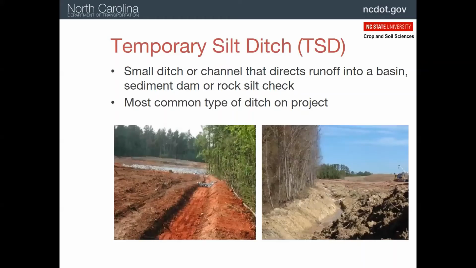We have a temporary silt ditch, very similar to the diversion. The diversion can be pretty much anywhere. These are usually on the perimeter. Notice we have check dams. We'll talk about check dams in a little bit, but they're put in to keep the water from flowing too fast and starting to erode these diversions.